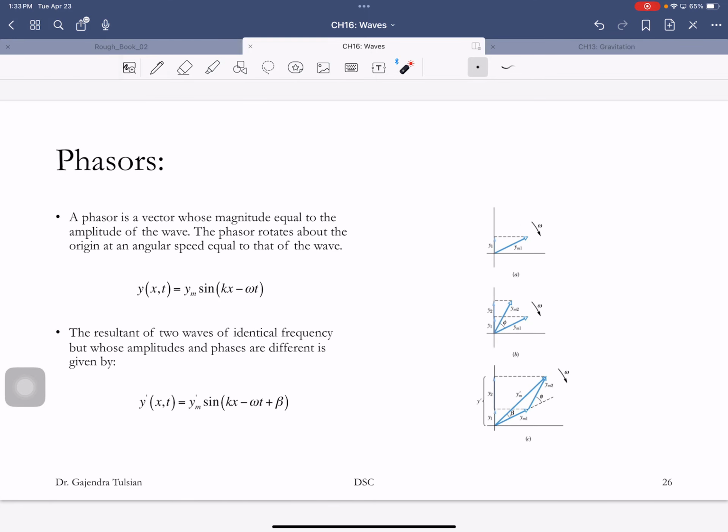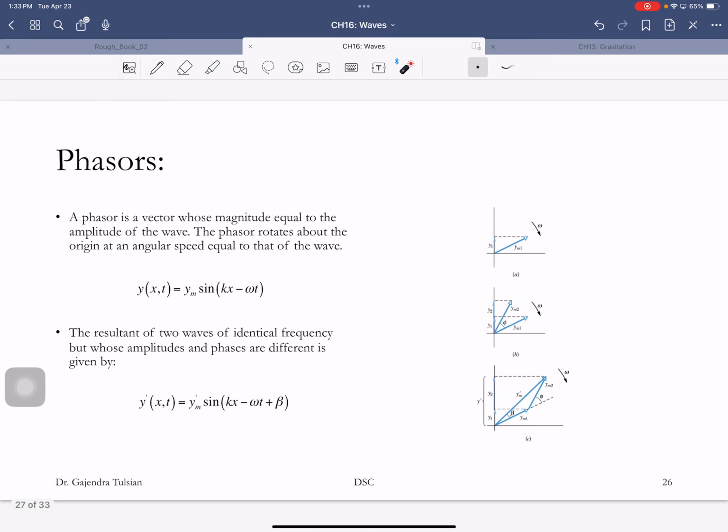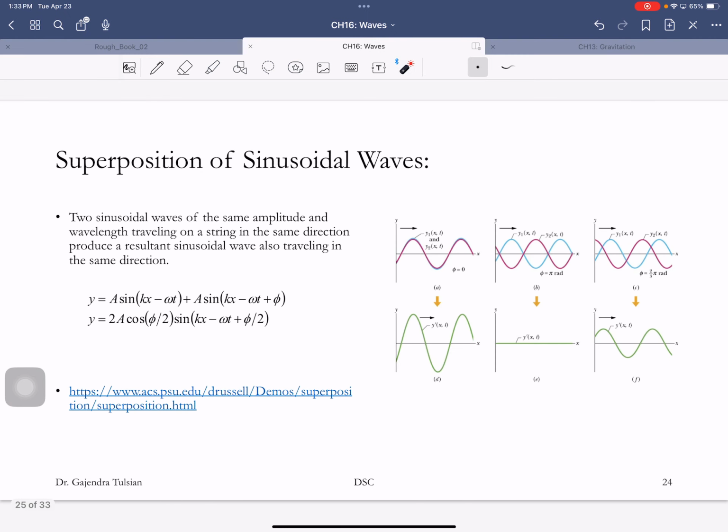All right, so adding these trigonometric functions, let's say you're adding two waves. If you wanted to add more than two waves and so on, then it can get messy. So here's a little trick. These phasors are a little trick to add multiple waves. Again, we are adding waves of the same wavelength and frequency. What you do is the following.